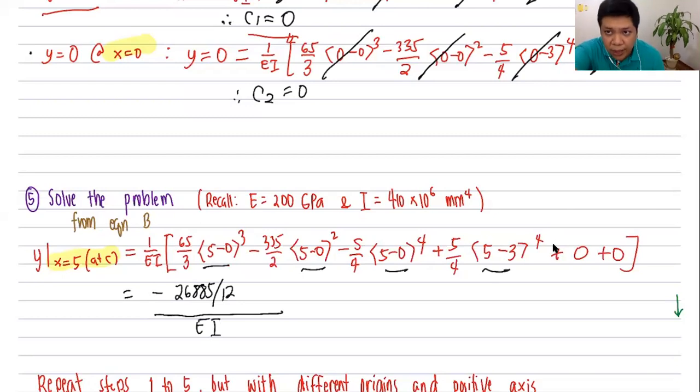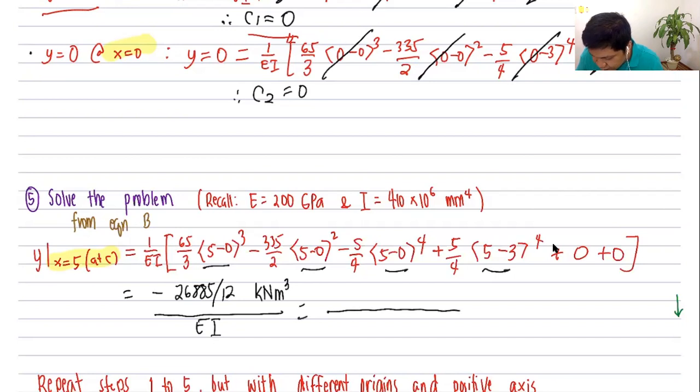Now, please take note that I didn't convert anything, and this is a deflection problem. Therefore, the unit of measurement for the numerator is force times length cubed. So let's substitute. Again, as you know, I'm not familiar with any other unit of measurement. E is just 200,000 megapascals, so that's Newton per mm squared. And I is 410 times 10 to the 6 mm to the fourth.